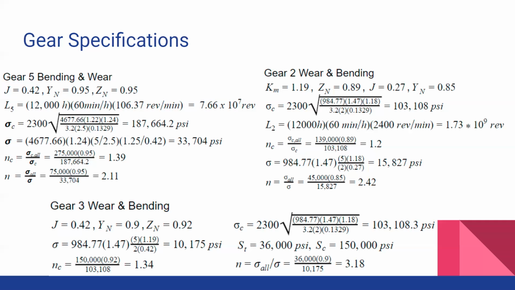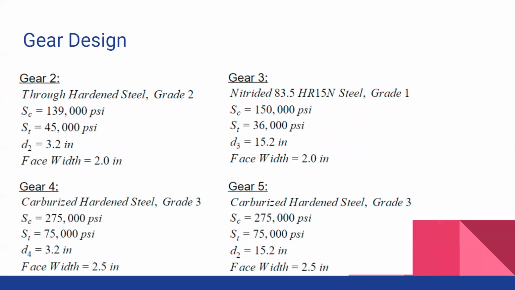From there, we found that the factor of safety due to contact stress is 1.34, and the factor of safety due to bending is 3.18. So overall, we found that gear 2 should be made out of through hardened steel grade 2 with a diameter of 3.2 inches and a face width of 2 inches.